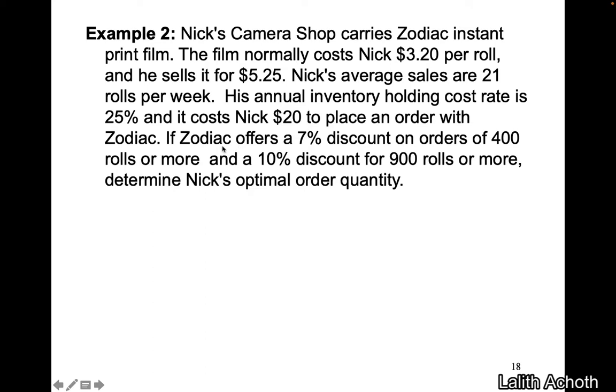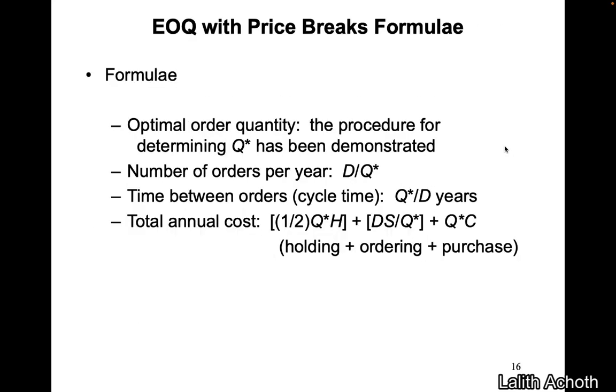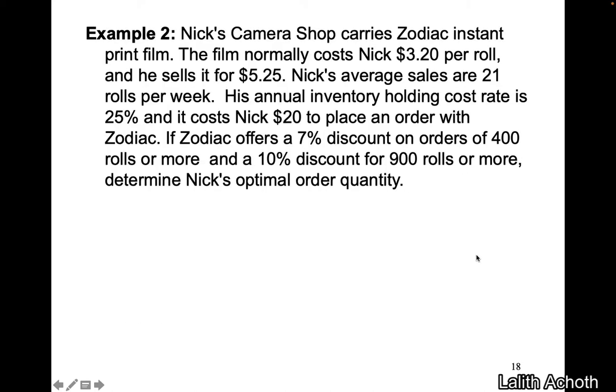Then you calculate the EOQ at this price. Now here what you're going to do is change. He says for 400, he's asking you for 400. So at 400, just like I did in the earlier case, instead of Q star, you use 400, and calculate all the three. You must calculate the holding cost, ordering cost, and purchase cost for 400 and get the total cost. So one total cost based on EOQ, one total cost based on an order of 400. Because there the price is going to reduce.